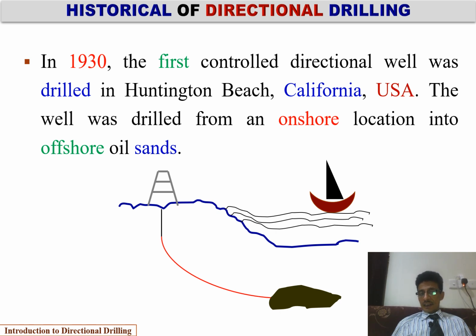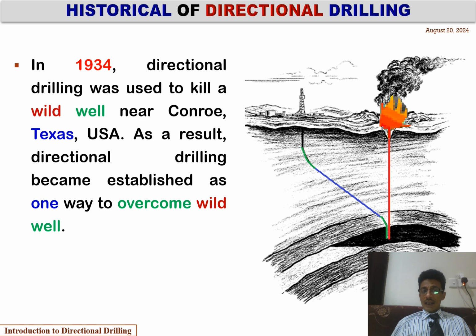In 1930, the first controlled directional well was drilled in Huntington Beach, California, USA. The well was drilled from an onshore location into an offshore oil sand. In 1934, directional drilling was used to kill a wild well near Conroe, Texas, USA. As a result, directional drilling became established as one way to overcome a wild well.